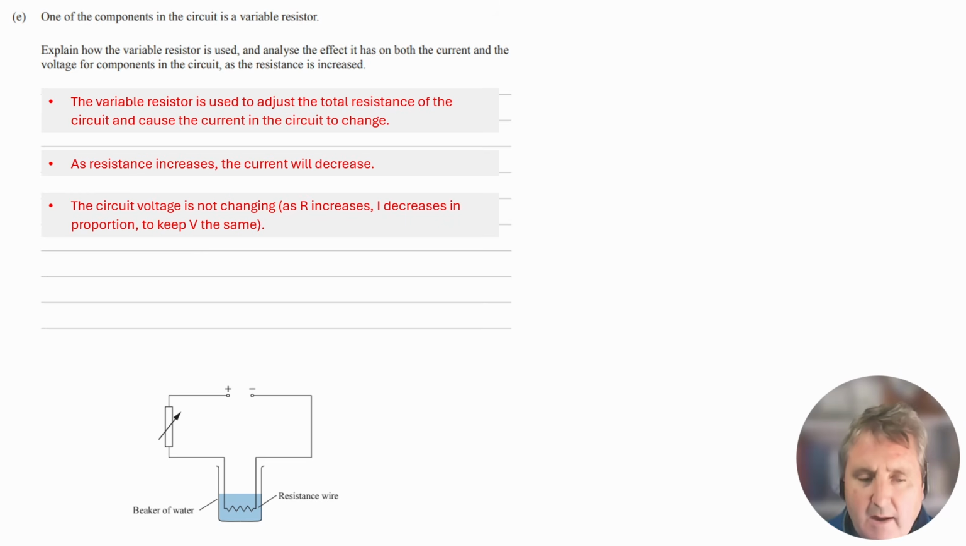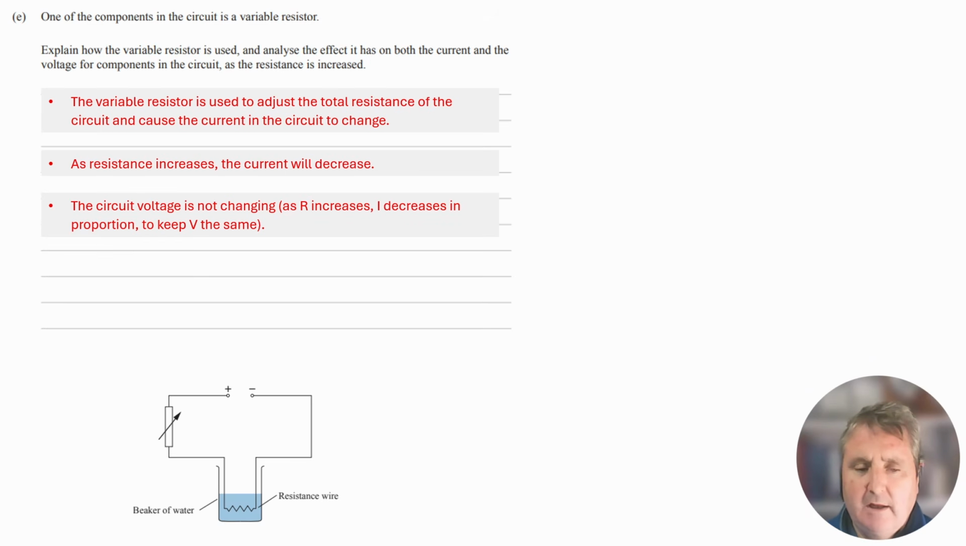Remember, if we increase this resistance on the left, it gets a bigger proportion of the voltage, so therefore the wire gets a smaller proportion. Or you said the total voltage of the circuit stays the same. Excellence: as the resistance of the variable resistor increases, the voltage across the coil decreases, and the total current reduces. Okay, so if you put both points down there, you're going to get your excellence.